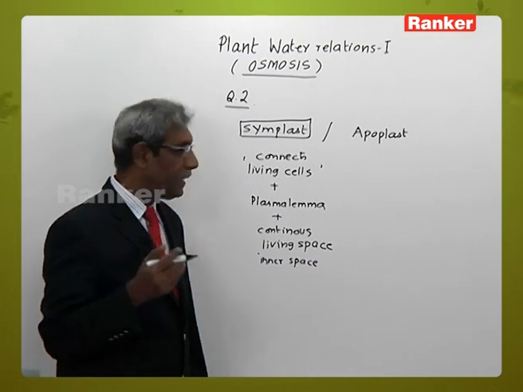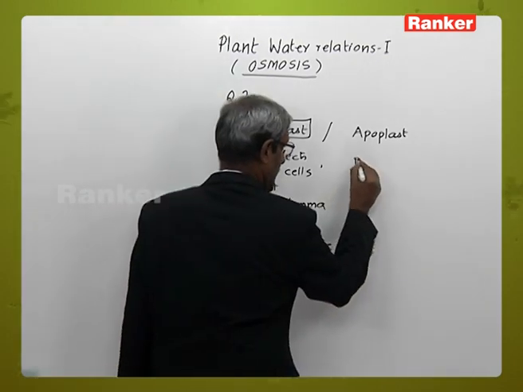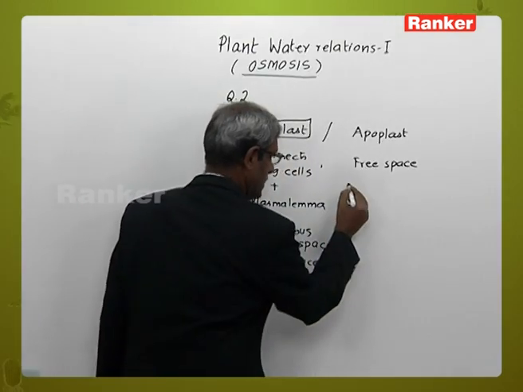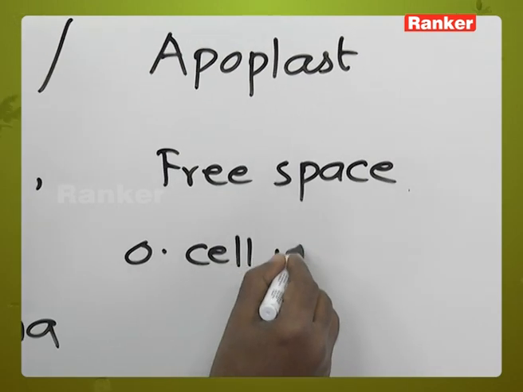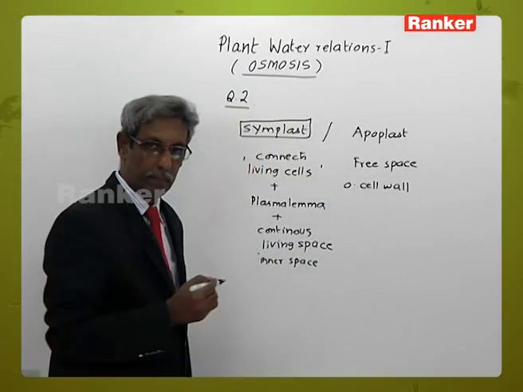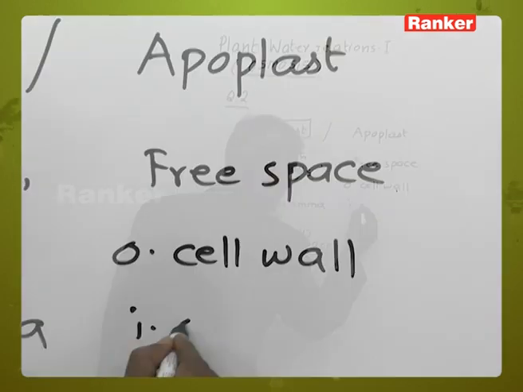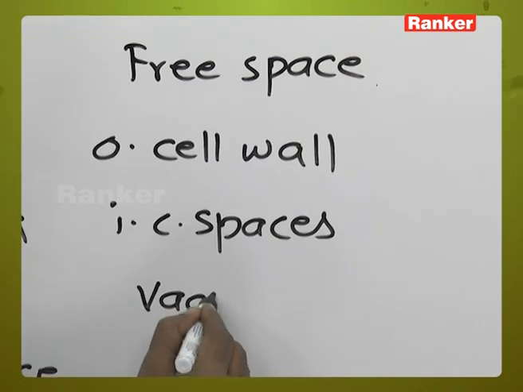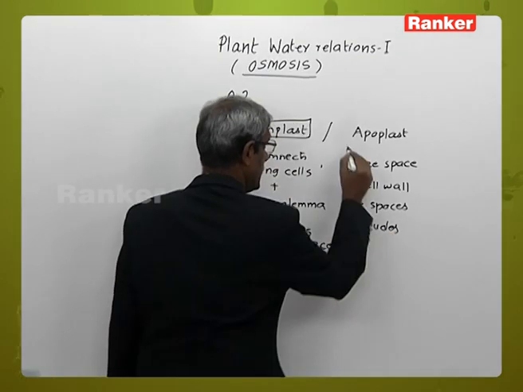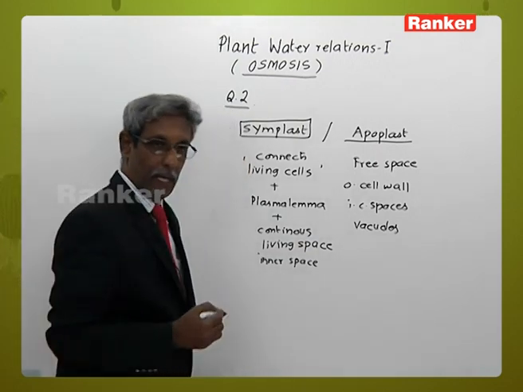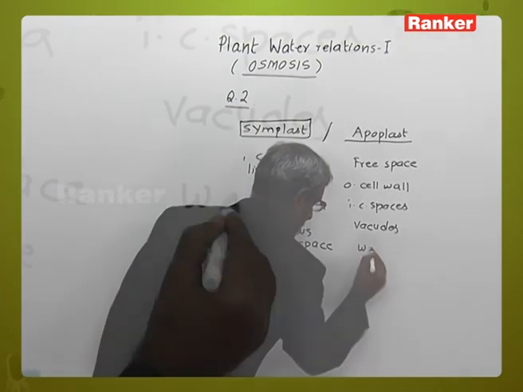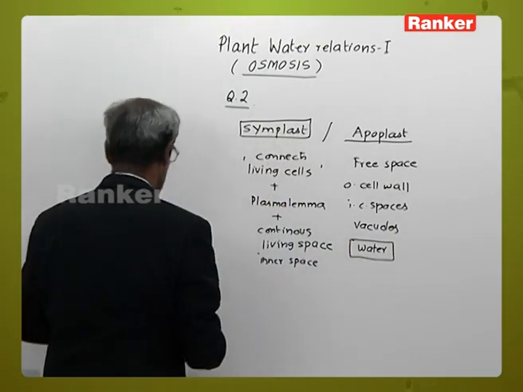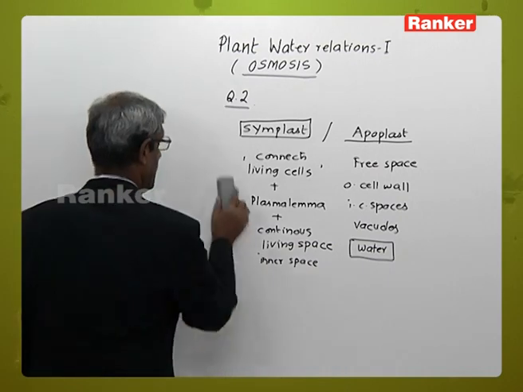Whereas the free space outside, the free space which is outside the cell wall, which includes the intercellular spaces and the vacuoles, is termed as apoplast. Now, apoplast primarily relates to transport of water. The same can be illustrated in a diagram.